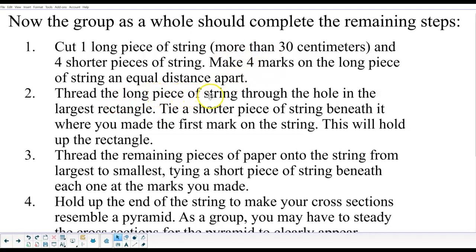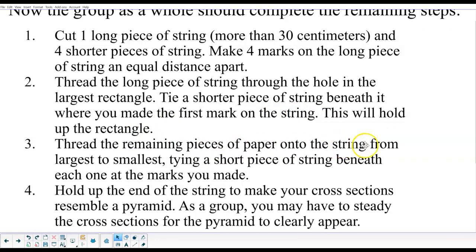Then you're going to thread the long piece of string through the hole in the largest rectangle, and you're going to tie a shorter piece of string underneath it so it'll hold the rectangle in place. So you get a long piece of string and then you'll get 4 shorter pieces of string. Those 4 shorter pieces are to tie the string beneath it, and that'll hold the rectangle up. And then thread the remaining pieces of string from largest to smallest, tying a short piece of string beneath it to hold up each piece. Then you hold up the end of the string to make your cross sections resemble a pyramid, as your group may have to steady the cross sections for the pyramid to appear.